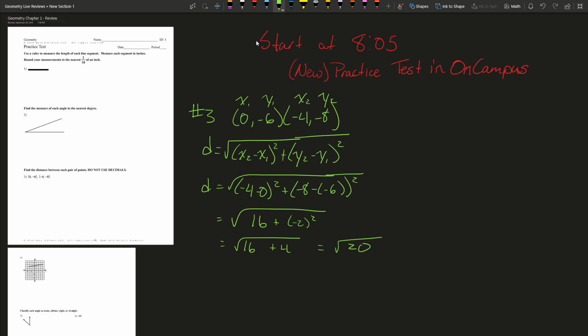Again, I don't want you using decimals, so to simplify this, I always make a factor tree. So because 2 shows up, this is equal to 2 root 5.